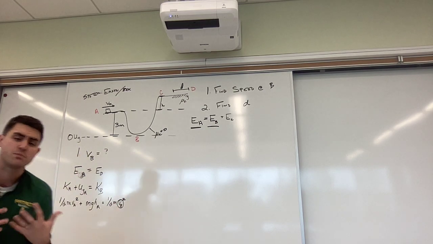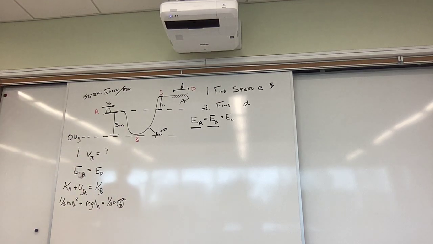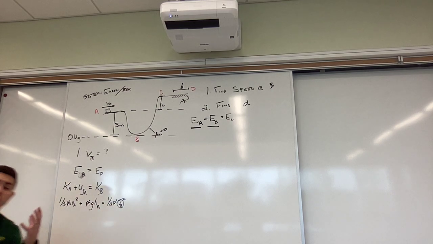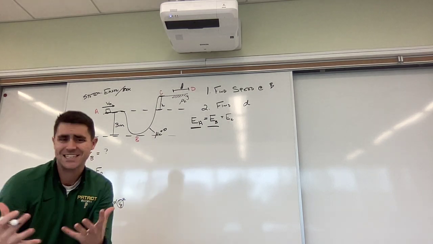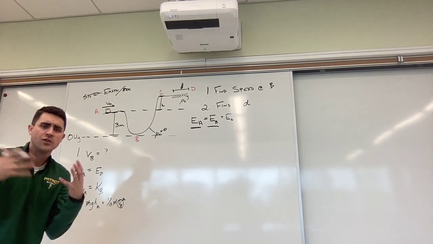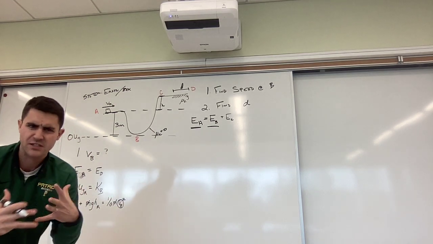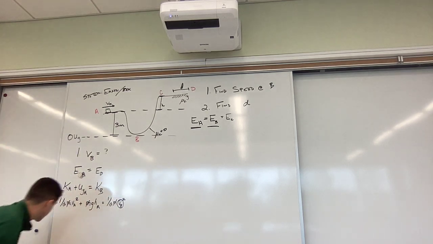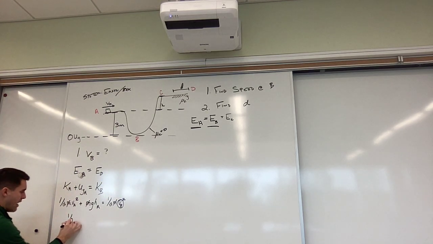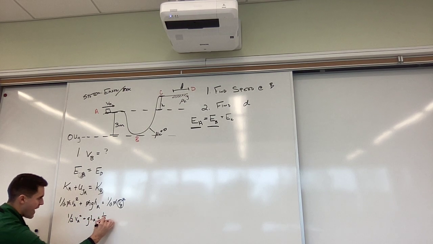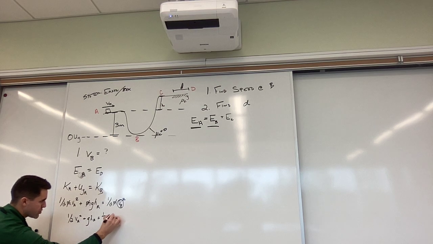Remember, I'm looking for the speed at point B. That's what question 1 asks. The first thing I see that algebraically drops out is mass. The speed of this object is not dictated by the mass of the object. The only force speeding it up is gravity, and gravity will speed things up regardless of their mass. So I drop that out. I get 1/2 the speed at A squared plus g times the height at A equals 1/2 the speed at B squared.